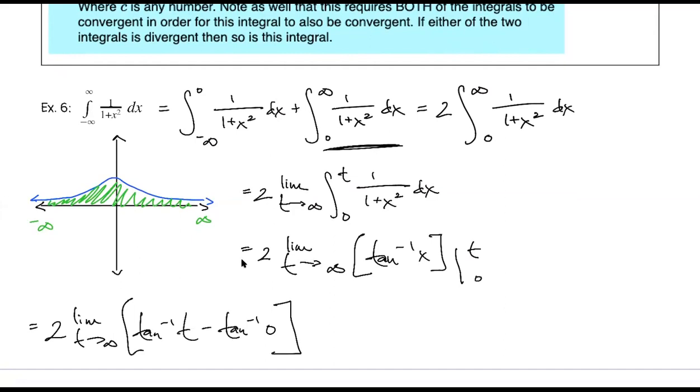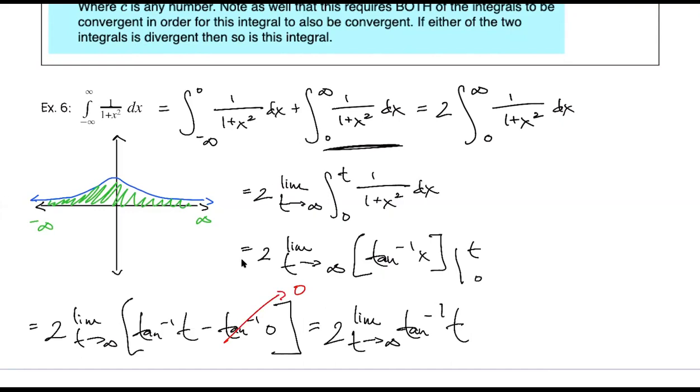Now this goes back to your unit circle, but an angle that has a y over x value of 0 is 0. So 0 represents an angle here. Whether you're in radians or degrees, it doesn't matter, but that second part's going to go to 0. But then what we have is 2 times the limit as t approaches infinity of the arctan of t.